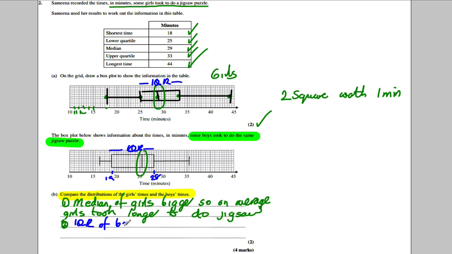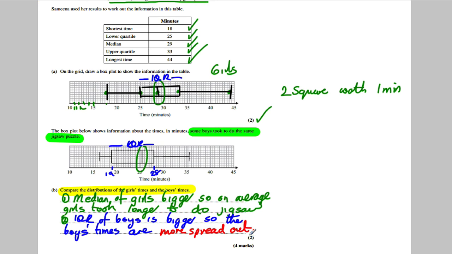So we can state that the IQR of the boys this time is bigger, and so we can state what that means. So the IQR of the boys is bigger, so the boys' times are, and what's the key phrase? More spread out. Okay, and that's the next question done.